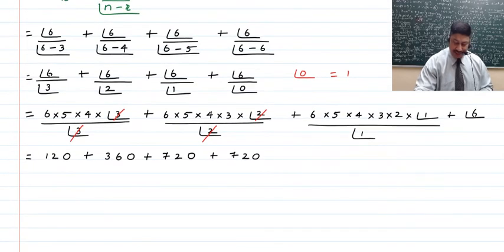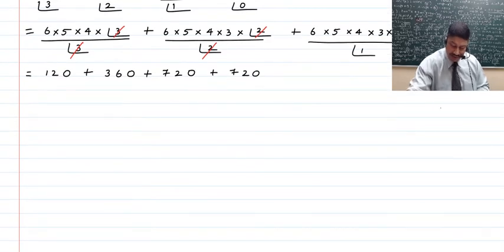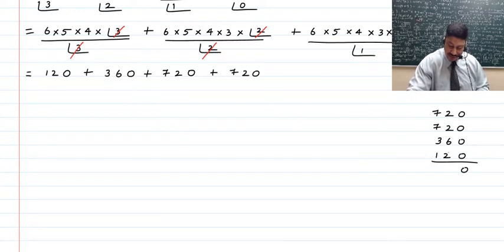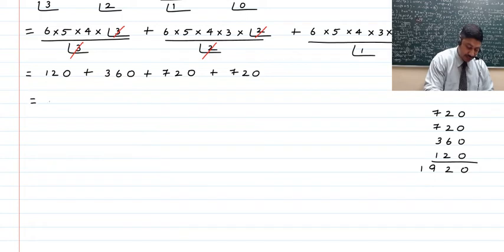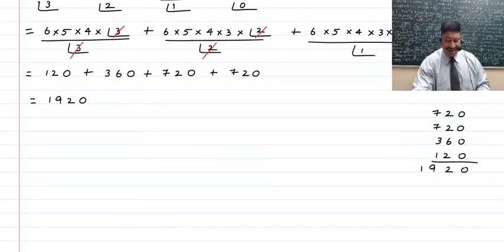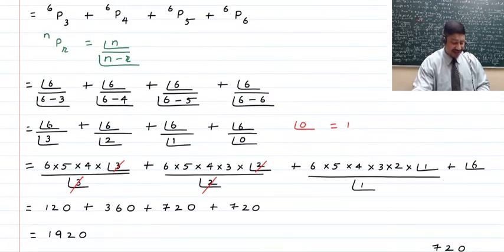Right guys, so next we have to add all of this, that is 720, 720, 360 and 120. So now we have 0, 2 and 6 is 8, 8 and 2 is 10, 10 and 2 is 12, one remainder, 7 and 1 is 8, 8 and 7 is 15, 15 and 3 is 18, 18 and 1 is 19, so we have 1920, which becomes the number of signals which are possible when at least 3 flags are taken at a time.